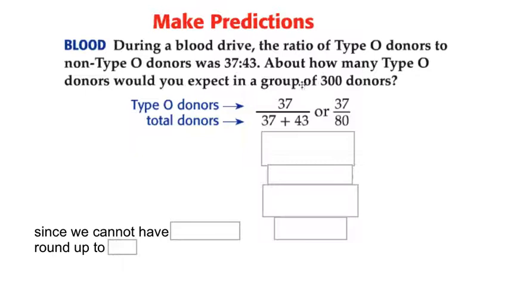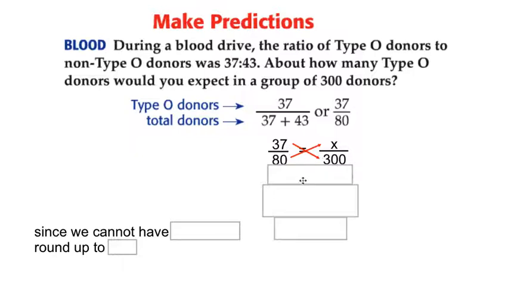So the tricky part of this, we have 37 type O donors, but our total donors includes both the type O donors and the non-type O donors. So that's a total of 80 donors. So we have a ratio of 37 to 80. So we're going to take 37 over 80 is equal to how many over 300?